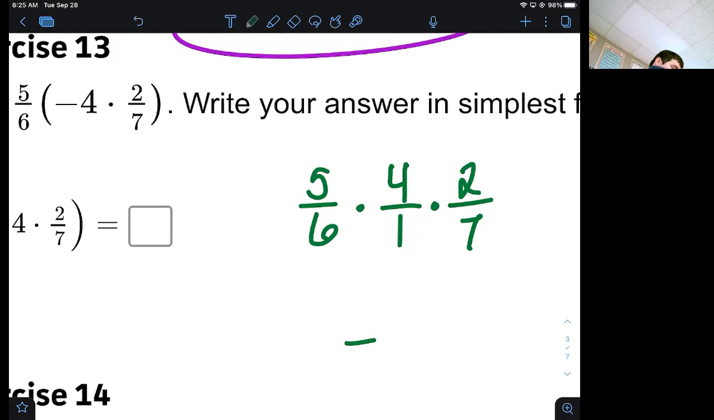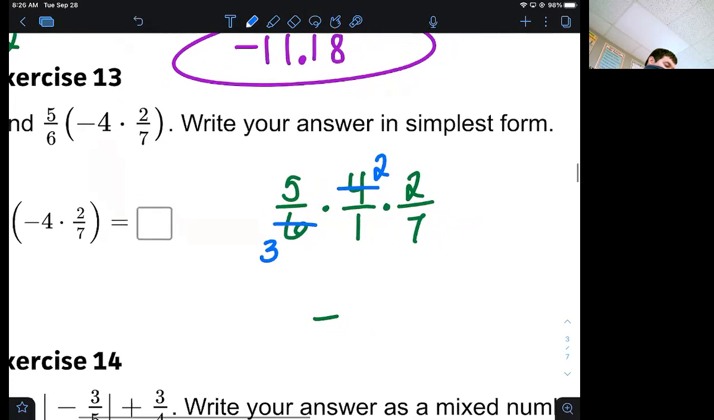The 4 and the 6. Could the 2 and the 6 cancel, just out of curiosity? Absolutely. The rule states any top number with any bottom number, even if they're over here and over here. Right? But I heard 4 and 6. That's fine. What number goes into 4 that goes into 6? 2. 2 goes into 6 3 times. 2 goes into 4 2 times. And what else can I cancel? Nothing. Yep, I'm done. I've canceled all I can.